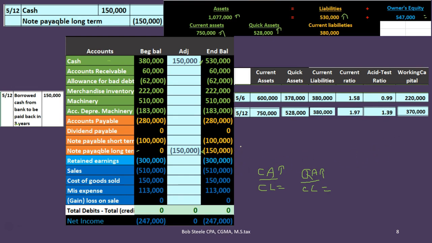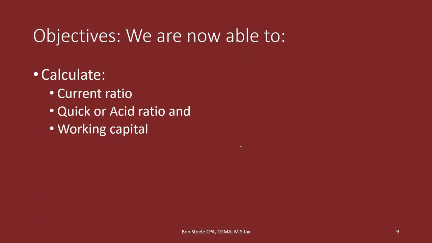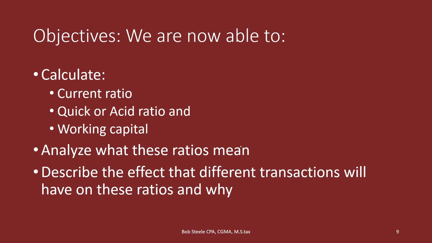So those are some of the effects that some of these transactions can have, and you get some idea of how the journal entries will be affected by different transactions, which could help when analyzing these transactions. So now we are able to calculate current ratio, quick or asset ratio, and the working capital, as well as analyze what these ratios mean and describe the effect that different transactions will have on these ratios and why.